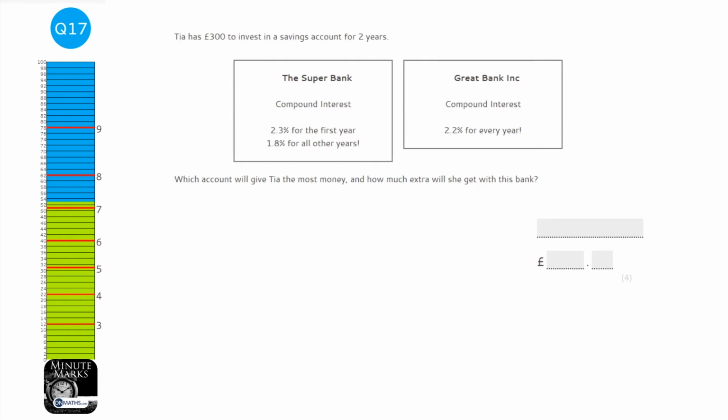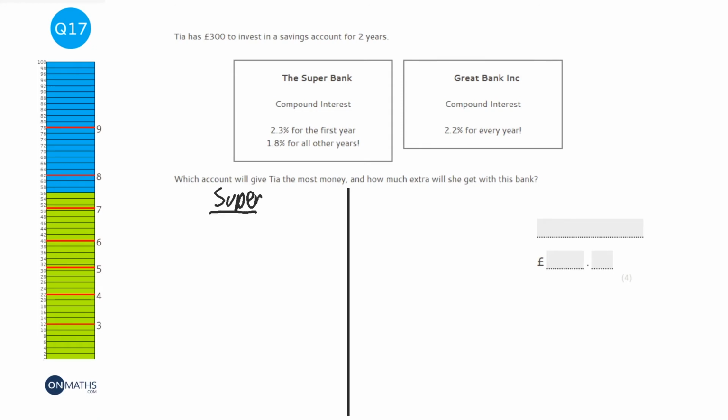In this question we're asked to compare two banks, and normally when I'm asked to compare something I just put a line down the middle of the working out, and I put one of them on the left hand side and one of them on the right hand side, and as long as it's identifiable which one is on the left and which one's on the right, you don't need to necessarily put the whole name down, but you can do. So I'm going to start with a super bank.